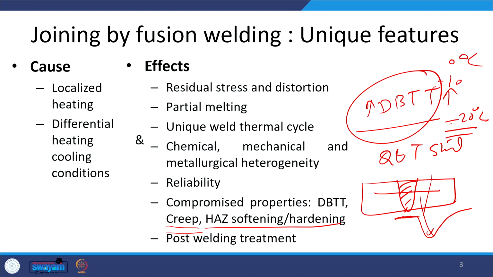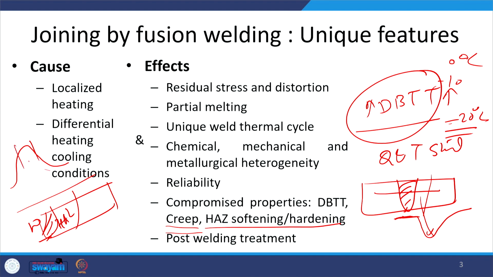So, HAZ softening occurs in Q&T steels, otherwise metals in the normal annealed condition or normalized condition will show hardening of the heat affected zone. So, hardening of the heat affected zone can be observed like this. This is the HAZ, and this is the weld zone. If you want to see the hardness, the hardness of the weld zone can be changed as per our convenience by using a suitable filler metal. So, this is the hardness of the HAZ.